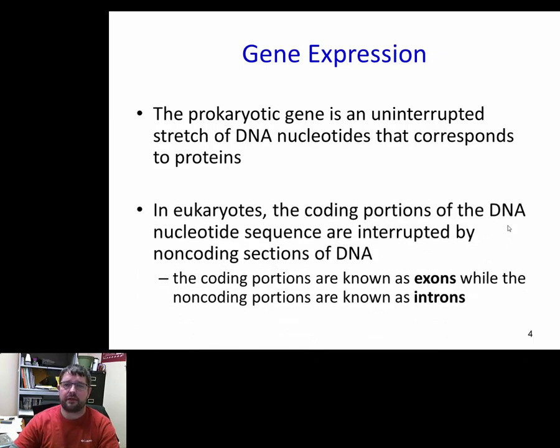Eukaryotes, on the other hand, it's interrupted. The DNA is. So not only do you have sections of your chromosome which are not genes, you also have sections of your chromosomes which we call genes that have regions that don't code for things. And those are called introns, or non-coding portions of the DNA. The exons are the coding portions of the DNA. And so we're going to look at how, as eukaryotes, we go about removing these introns and splicing the exons together?